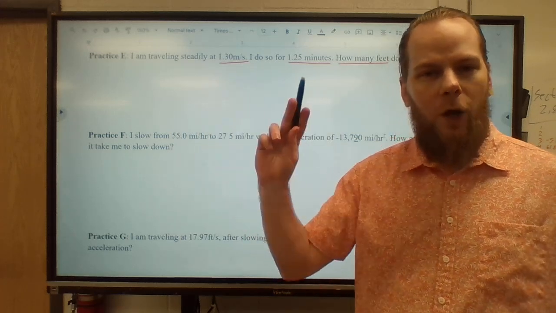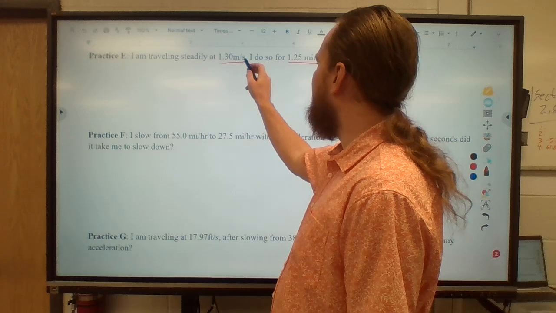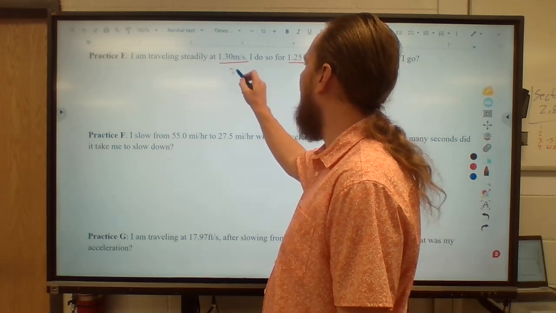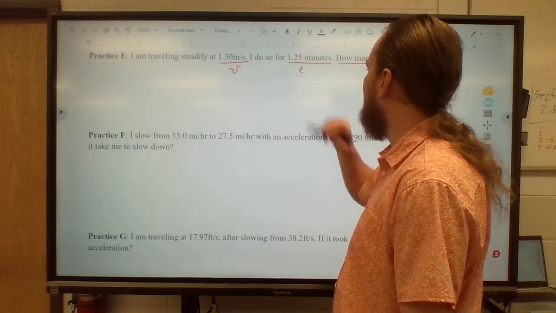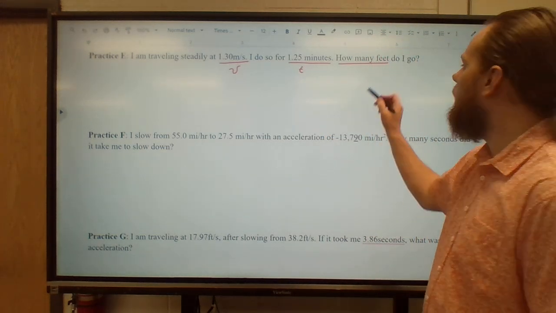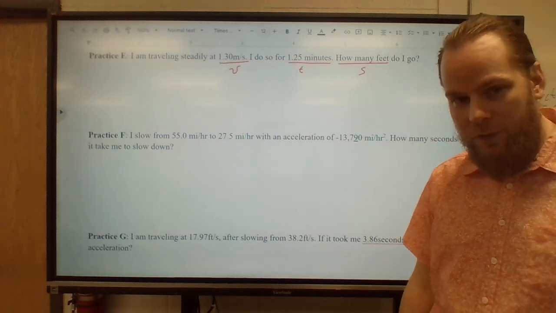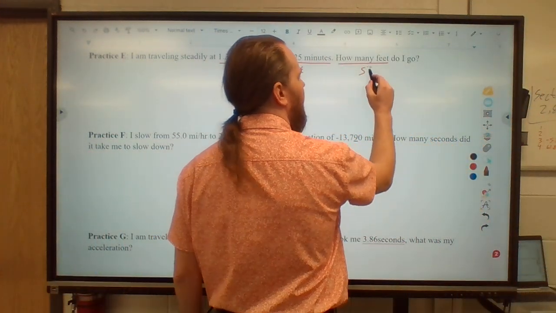Well, what are these three things? Meters per second, that's distance over time, so this has to be a v. Minutes is just time, so that has to be a t. And then this is feet, which is a distance, so this has to be an s. So there are two things that we can look at to really tip us off here.